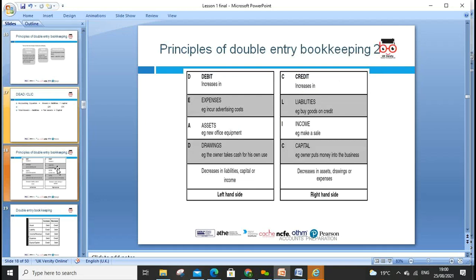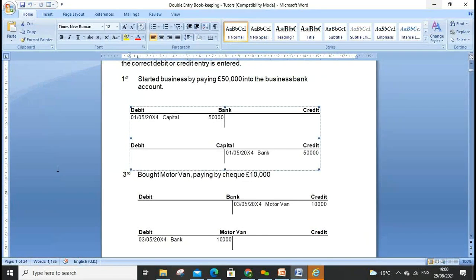D-E-A-D, debit, credit. Keep in mind. So first was the capital. We invested. Capital is a credit. Money came in, that was an asset, cash, so that is a debit, and the capital was a credit because both are increased.